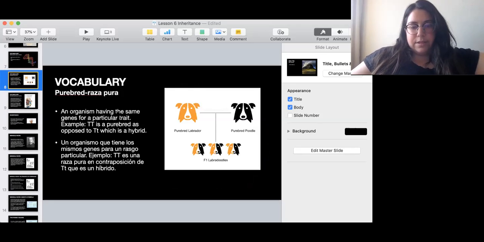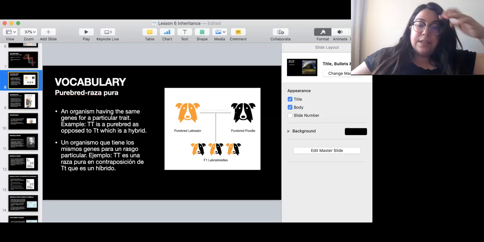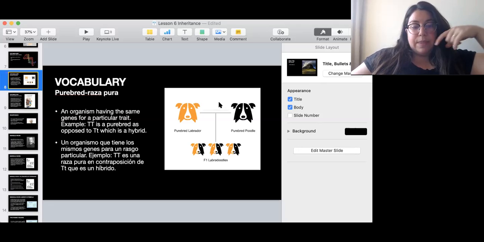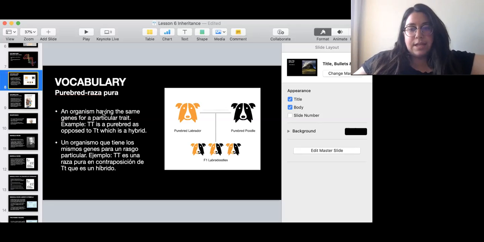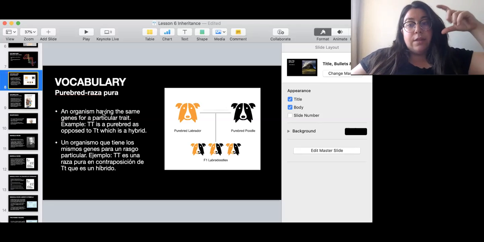Okay, purebred, raza pura. It's when an organism has the same genes for a particular trait. Okay, so in this case, it would be the dogs that we were talking about at the beginning. For example, a Labrador or a poodle, that they have the same genes, okay? Usually we represent something purebred with capital letters, like capital T and capital T. But when we talk about a hybrid, we say capital T and then lowercase t, okay? For example, it can be any letter, but you get the idea that it's capital and lowercase if you're a hybrid, and all capital if it's purebred.